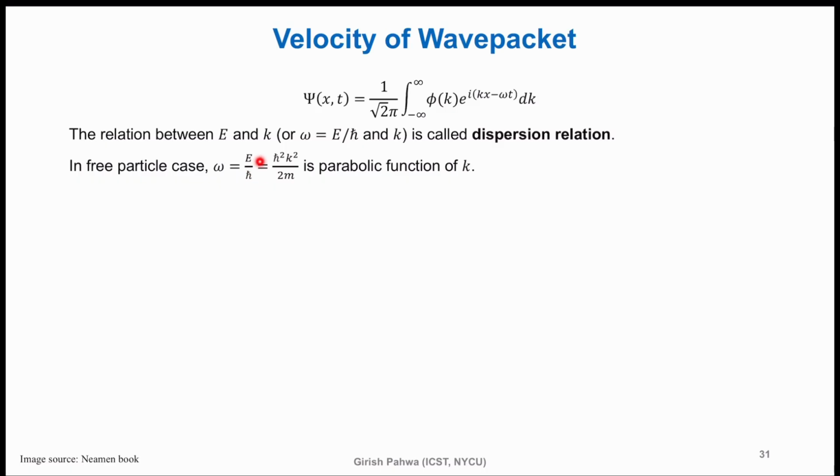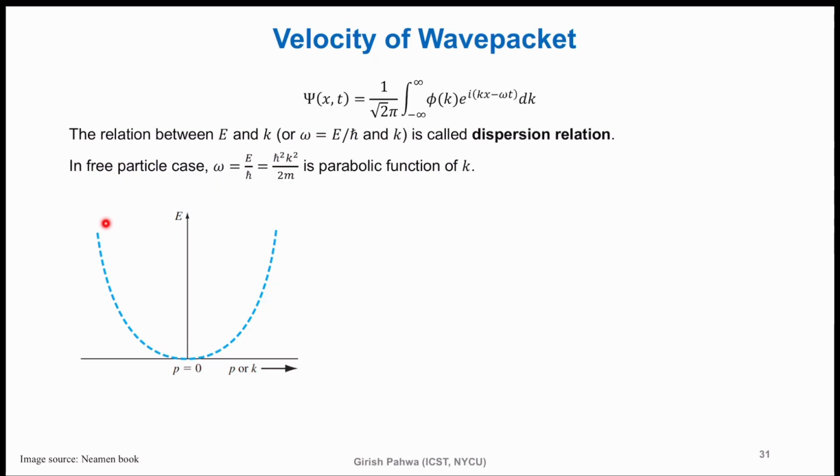Let me show you how this looks. If I plot E as a function of, say, k, how will it look? E is proportional to k square. It's a parabola, correct? Something like this. E as a function of k, or you can say momentum also, because k is proportional to p. So this is the free particle dispersion relation.